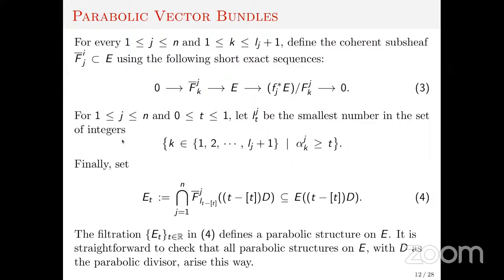And we can define l_j(t) to be the smallest number in the set of integers like this, where alpha_j are the parabolic weights. And we just set E_t to be this, which is a subsheaf of E, of the fractional part of tD. Now the filtration defined in this fashion, E_t in (4), indeed defines a parabolic structure on E, and it is a straightforward checking that all such parabolic structures on E with D as the parabolic divisor arise in this way.